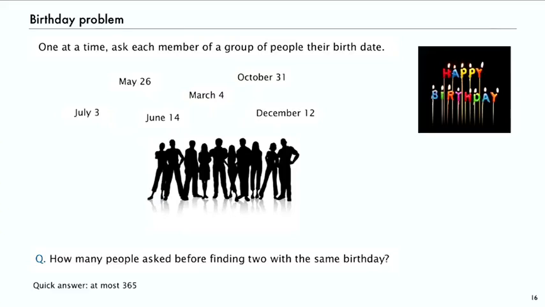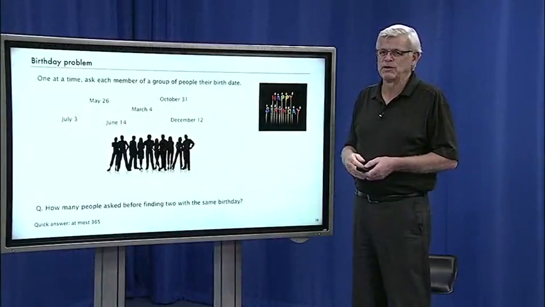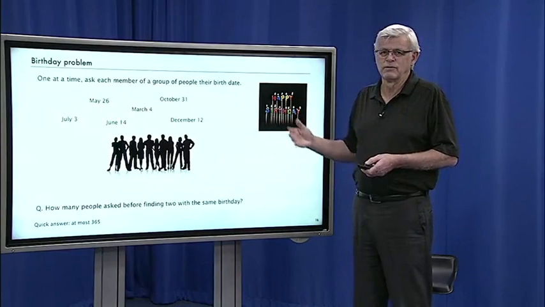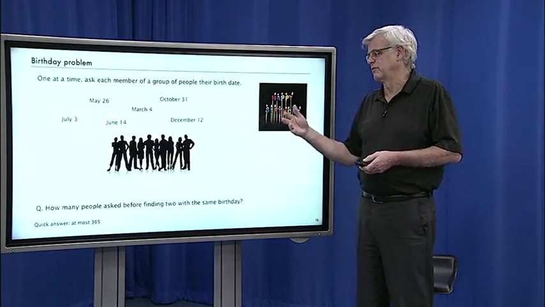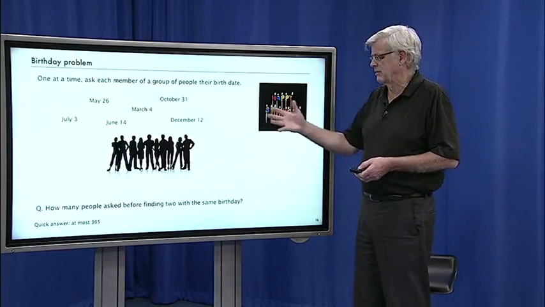By the time you get to 365, the next one will have to have the same birthday as someone else, but usually it'll happen much earlier. So the question is, what can we expect on average if, say, the birthdays are random?